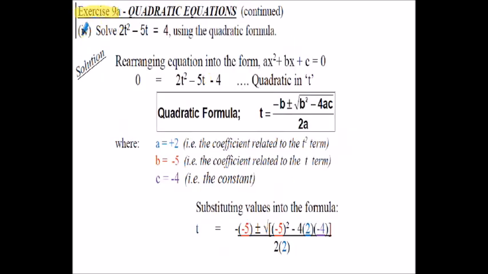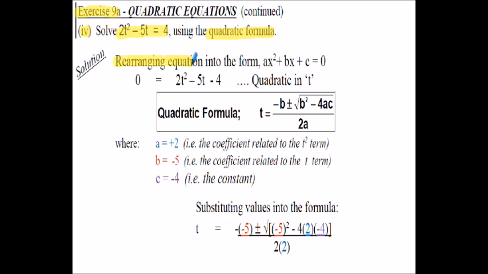Exercise 9a, part 4. We're asked to solve the quadratic equation 2t squared minus 5t is equal to 4 using the quadratic formula. The first thing to notice here is that the equation is in terms of t and not x, so it's a quadratic in t. That really doesn't matter from the point of view of using the formula. And also to notice that the equation is not given in the form of ax squared plus bx plus c equals 0, so we need to initially rearrange the equation into that format.